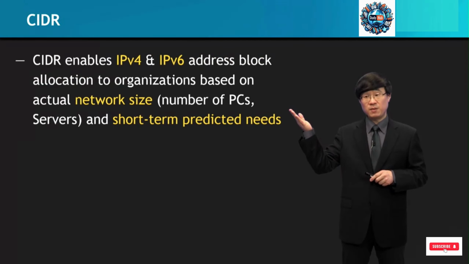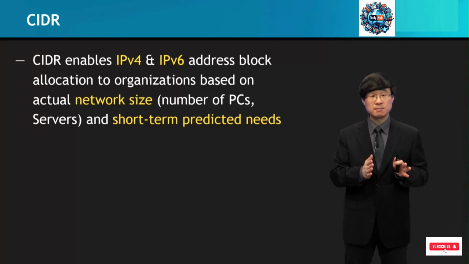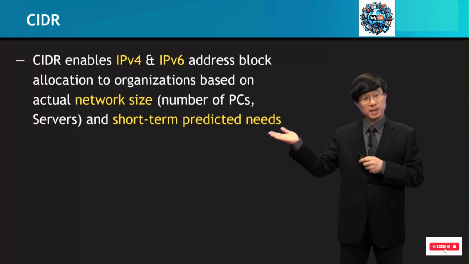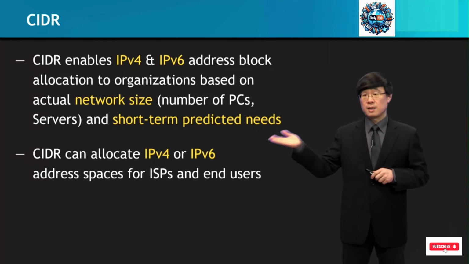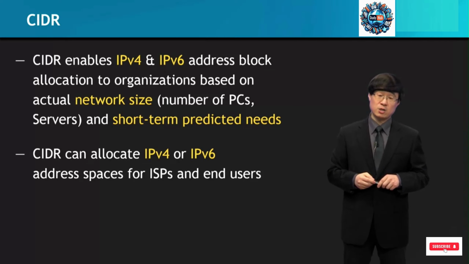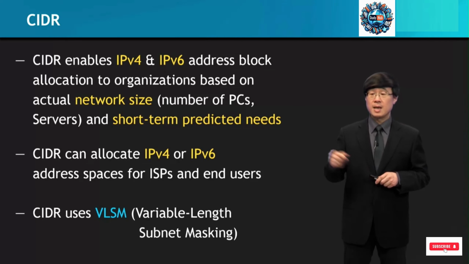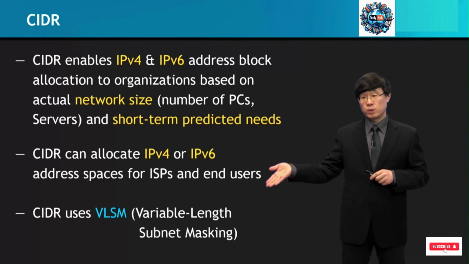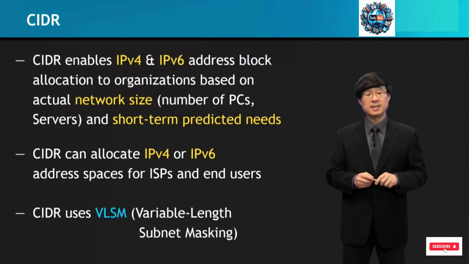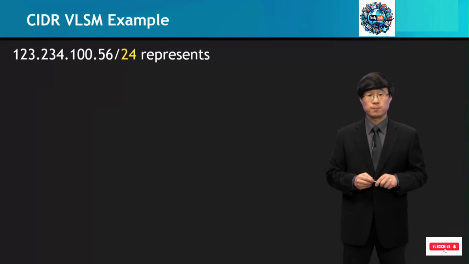CIDR enables IPv4 and IPv6 address block allocations to organizations based on their actual network size and short-term predicted needs. This can be used to allocate IPv4 and IPv6 address spaces to internet service providers as well as end users. VLSM, which stands for Variable Length Subnet Masking, is a technique that the CIDR notation uses.